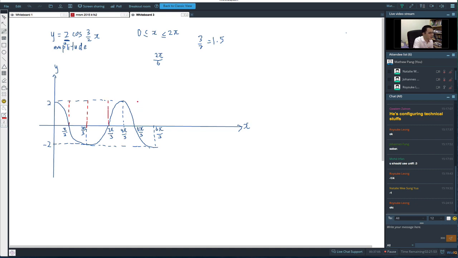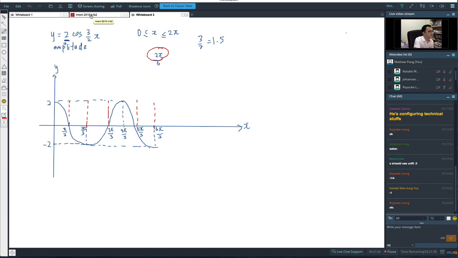I will use 2 pi divided by 6. Then I know after 6 parts I will get 2 pi. So if you want to divide into 8 parts, then you just divide by 8. Divide into 12 parts, you just divide by 12. Alright, so you just need to draw the graph like this. Okay, it's very easy.